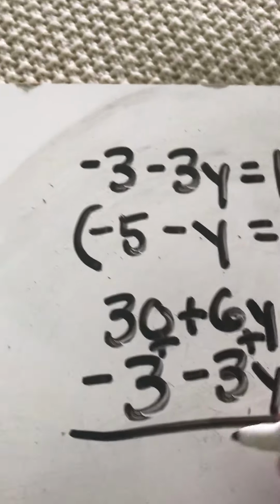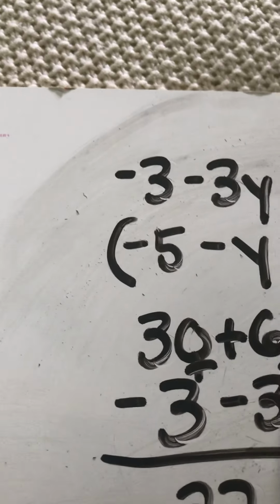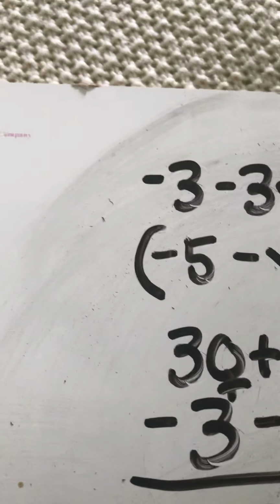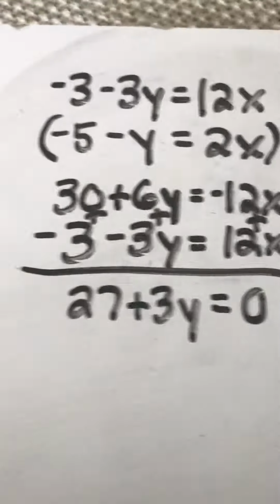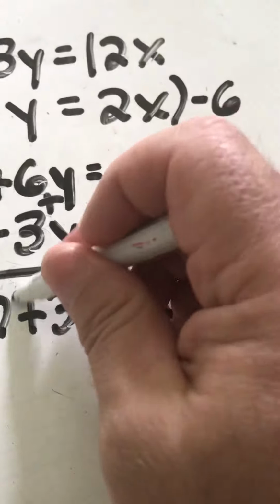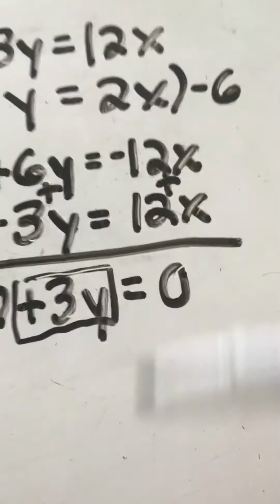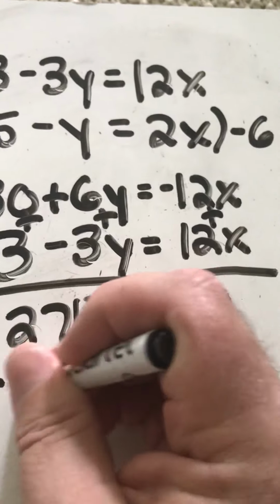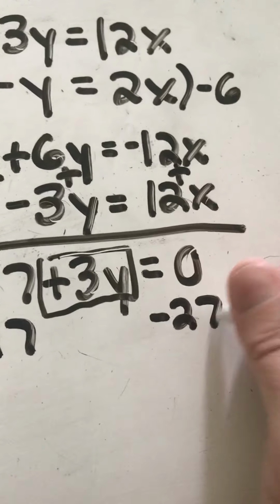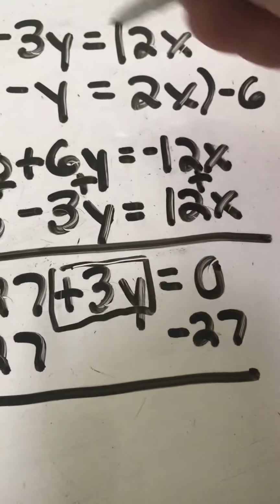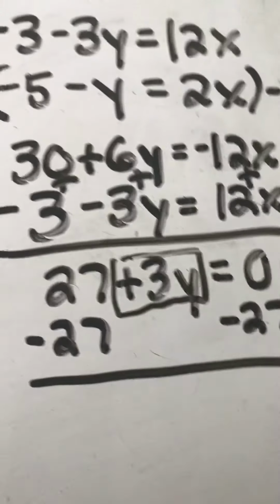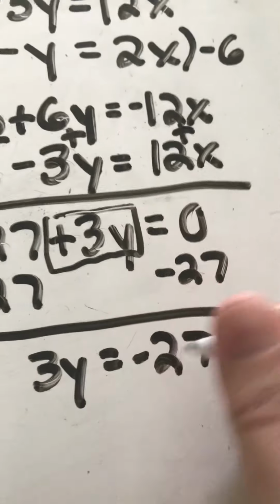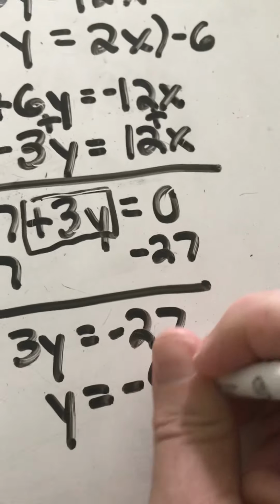So 30 plus negative 3 is 27. 6 plus negative 3 is 3y. That equals 0. So can I solve for y? Yes, I can. I just have to manipulate the equation. So we did not have to get it in standard form. As long as you can still eliminate the variable, you didn't have to get it in standard form. As long as they were kind of lined up x, x, y, y, constant, constant. So 3y equals negative 27. y is equal to negative 9.